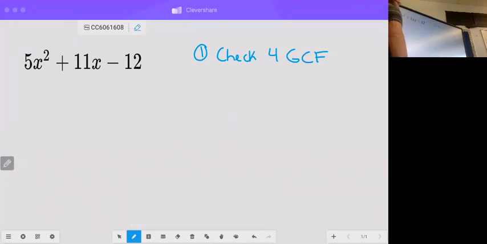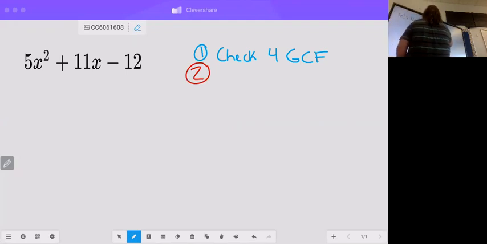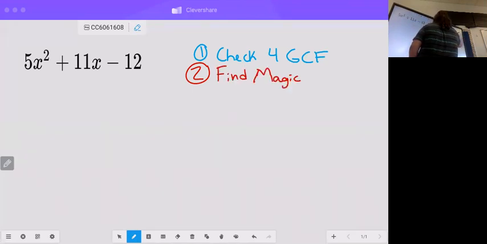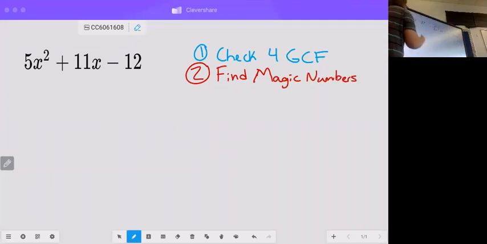Now we need to find our magic numbers. No matter which method you use to solve this, you're going to find your magic numbers. So find magic numbers, that's the next step. Sorry, that M is really wonky. We gotta find our magic numbers. To do that, we're gonna make our little cross thing.